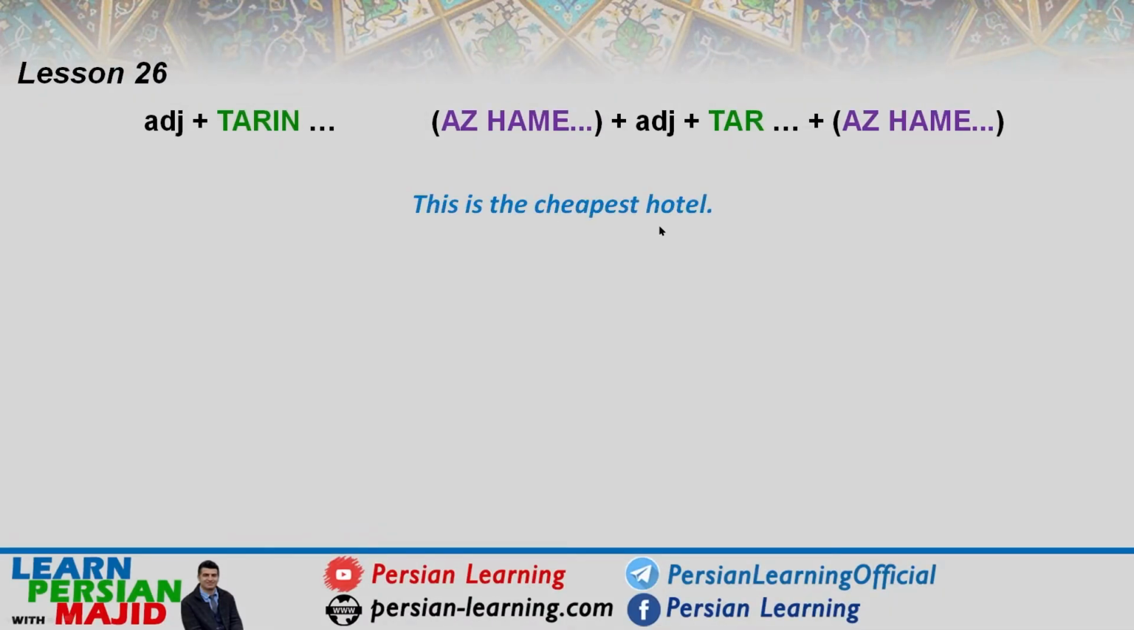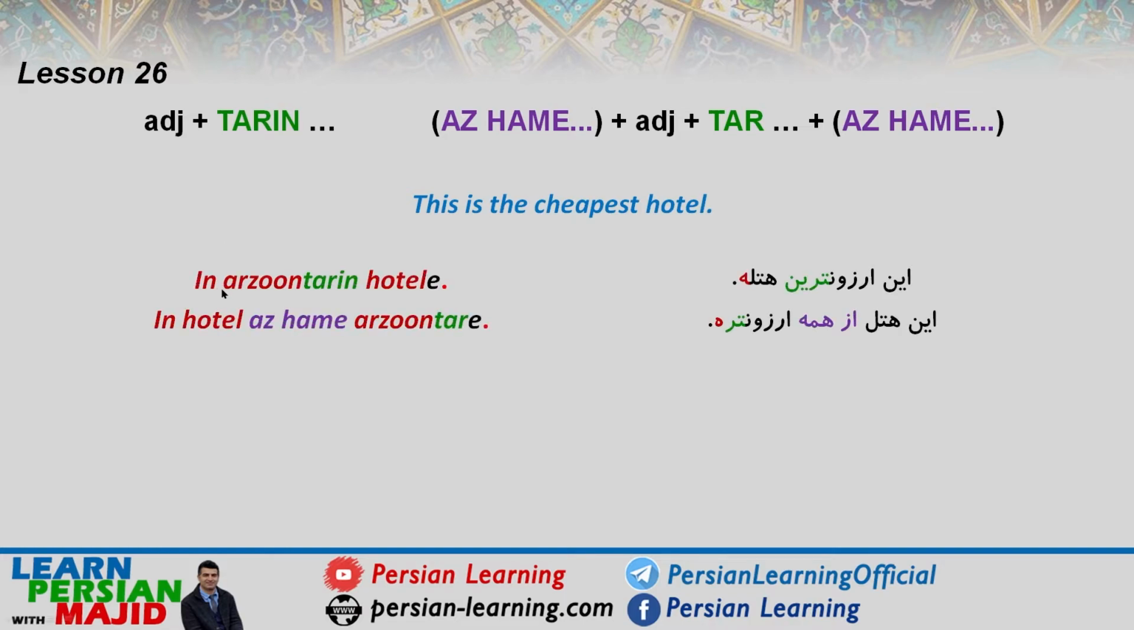This is the cheapest hotel in the city, for example. این ارزونترین هتله. As we said, here we have the adjective and you have to use ترین. This is the cheapest hotel. As we said in spoken form, you can still use comparative to refer to superlative in Farsi. So you can say این هتل از همه ارزون تره. I told you I will tell you which one is more popular. In this case, I can say both are equally popular.